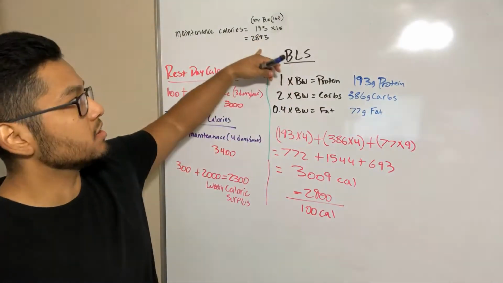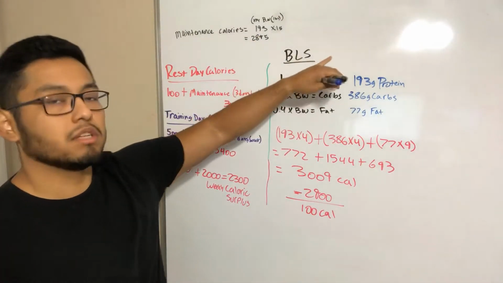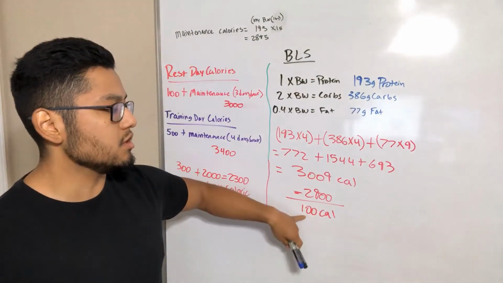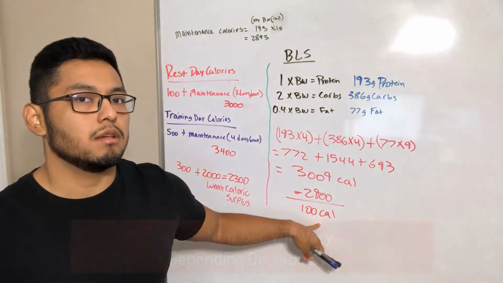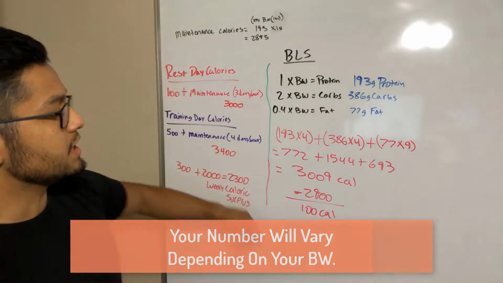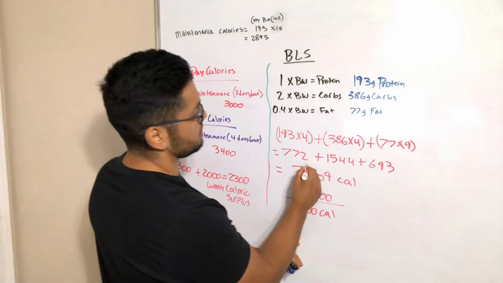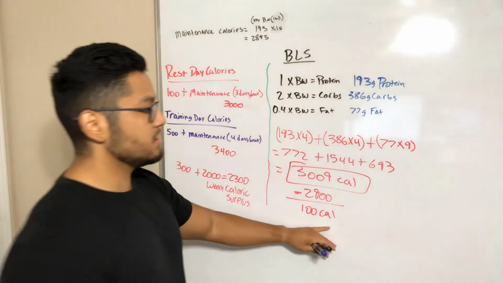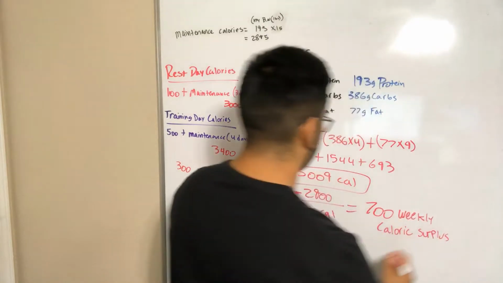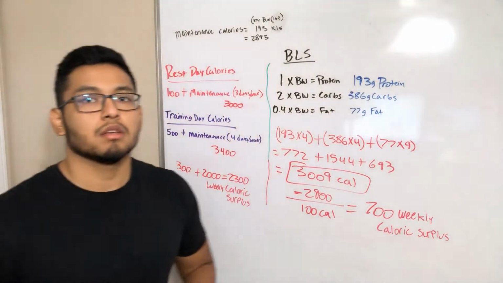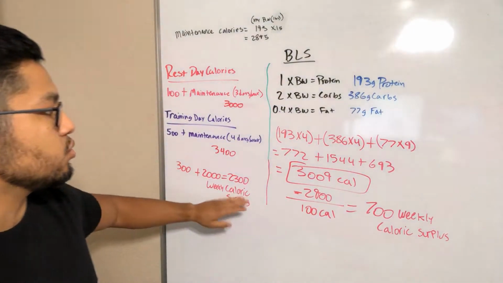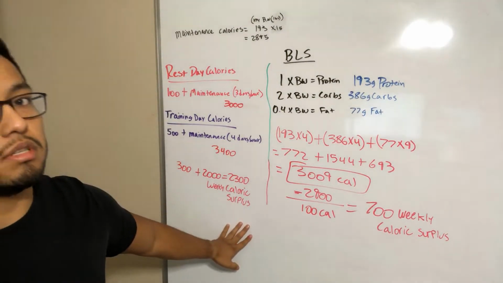So based on my maintenance calories, as we see in the Bigger, Leaner, Stronger program, in a lean bulk, you're actually only 100 calories over maintenance per day. And this isn't cycling calories or anything. Every day you're eating this amount of calories, so 3,000, which means in the weekly surplus, so as you can see, a 700 weekly caloric surplus versus a 2,300 weekly caloric surplus.